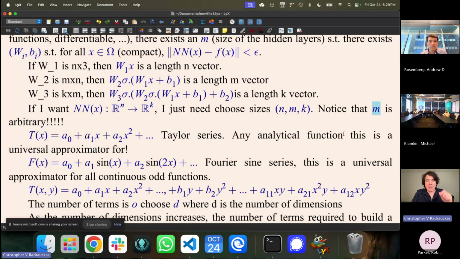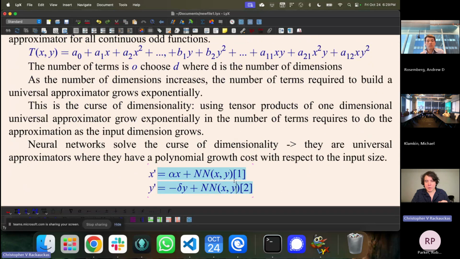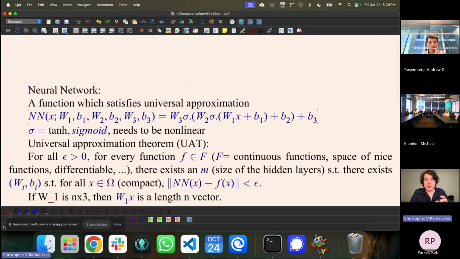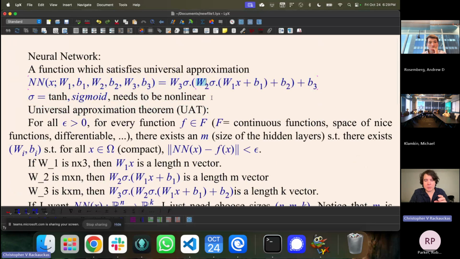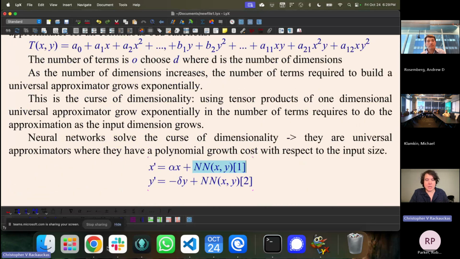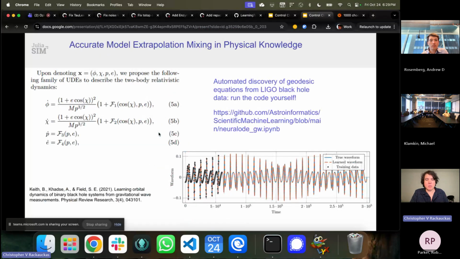And as long as I make m large enough, then no matter what this function actually is, this neural network can approximate that function that's out there. All I need to do is find the weights of the model. I need to find the parameters that actually give me this representation. And how am I going to do this? Well, let me show you this in another case here, right?